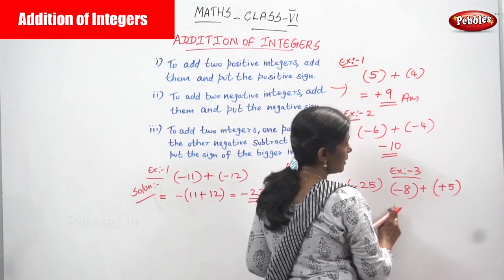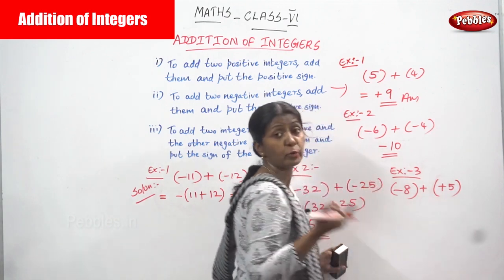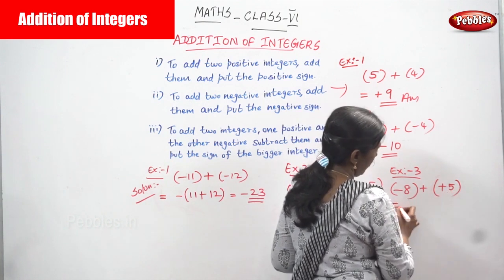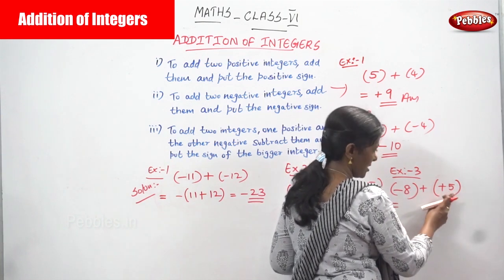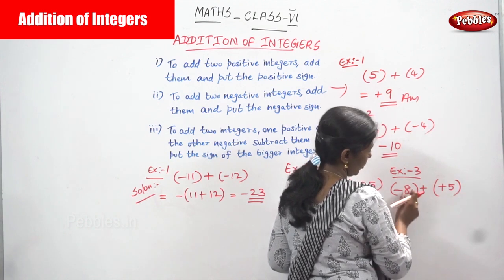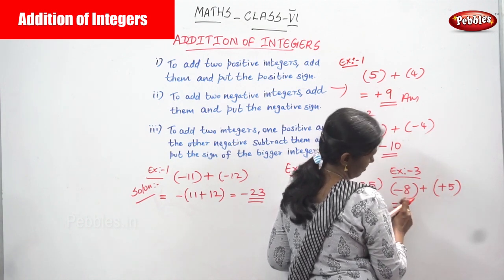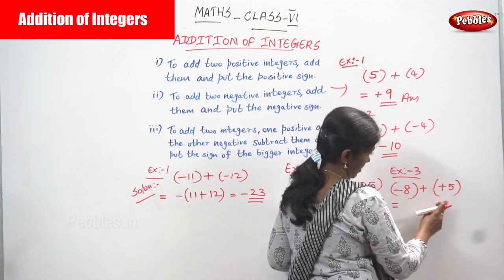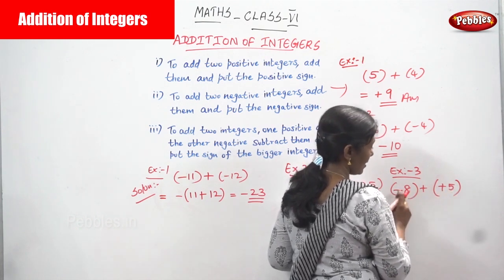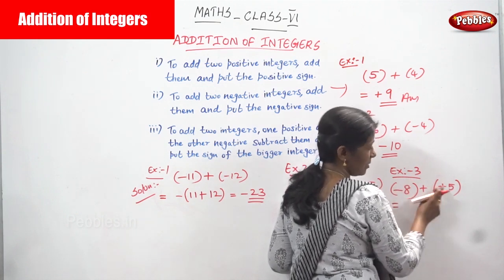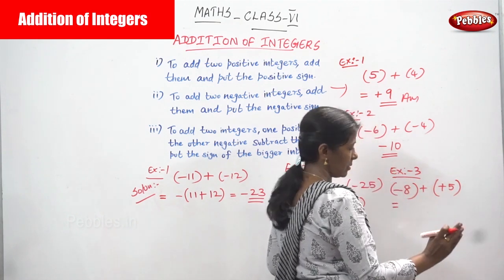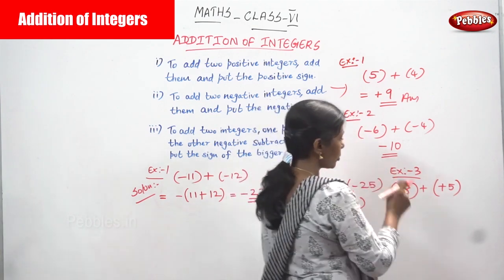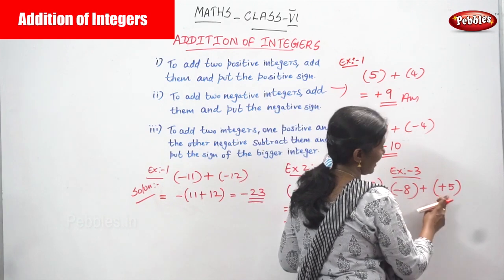Signs are different, so you have to subtract. That is the first point. So minus 8 and also plus 5. Before that, you have to consider only the bigger number. Which is the bigger number? 8 is the bigger number and 5 is the smaller. Don't consider the sign; if you considered the sign, minus 8 is lesser than plus 5. So you should consider only the numbers. So 8 is going to be subtracted by 5.